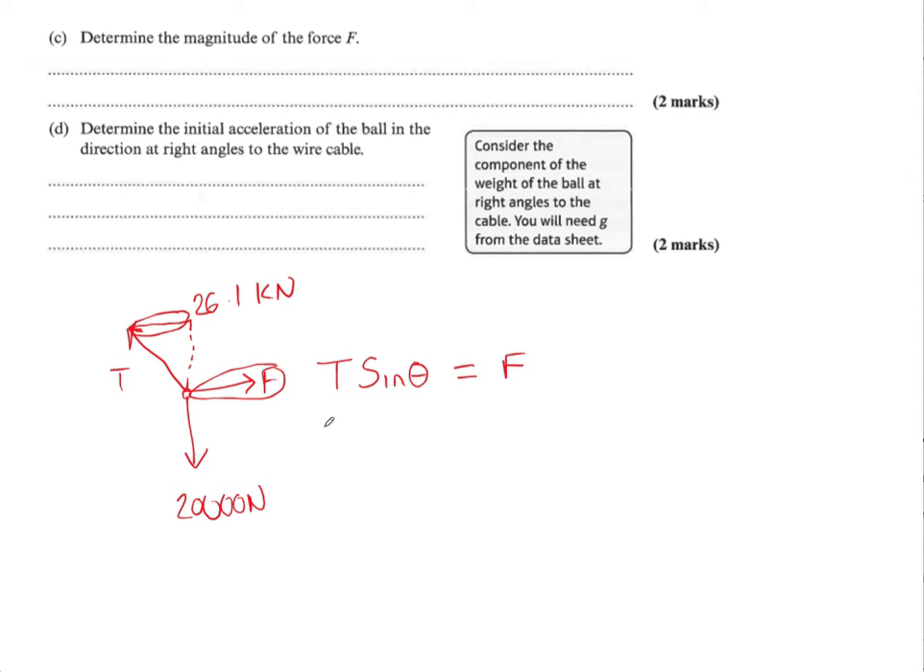So we know that's 26.1, we know that's 40, so that's 26,100 multiplied by the sine of 40. When I put that in my calculator, we should get the value here, which comes out at 16,781 newtons. I've used the full version of this 26,100, which is 26,108. So that's the value of F there.